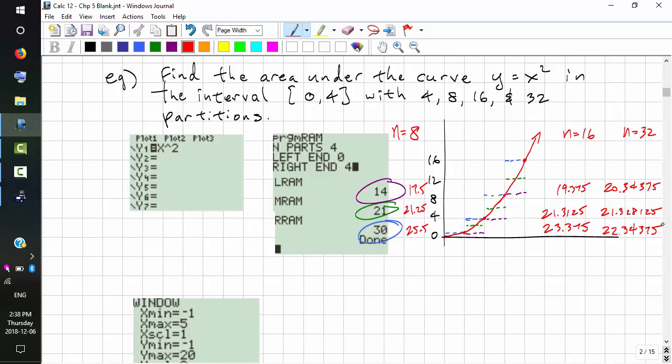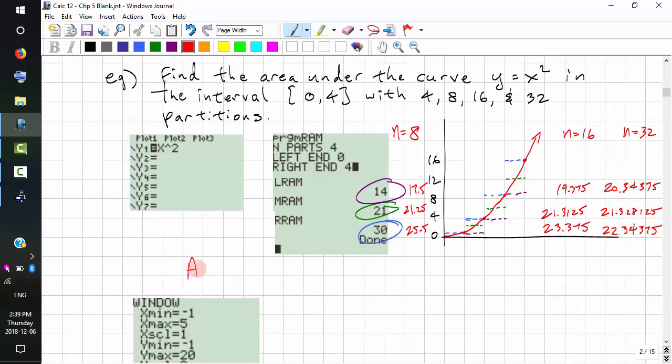Math becomes easier when we know patterns, because then we can generalize. Here we're going 14, 17 and a half, 19 and a bit, 20 and a bit. Here we're going 30, 25 and a half, 23 and a bit, 22 and a bit. Here we're at 21, 21 and a bit, 21 and a bit more, 21 and a bit more still. So it looks like we're converging on this answer.